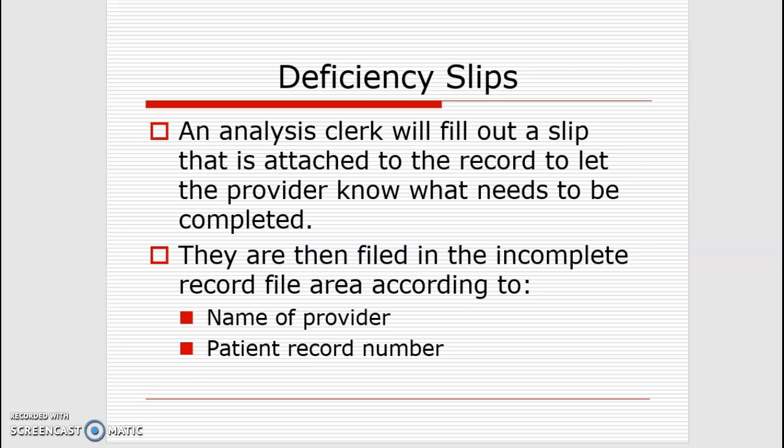So then you have deficiency slips. These can be paper or they can be on the computer. So an analysis clerk will fill out a slip that again can be attached to the record or can be electronic and tells the provider what needs to be completed. So then they are filled in the incomplete record file area, name of the provider, and the patient record number that needs to be completed.